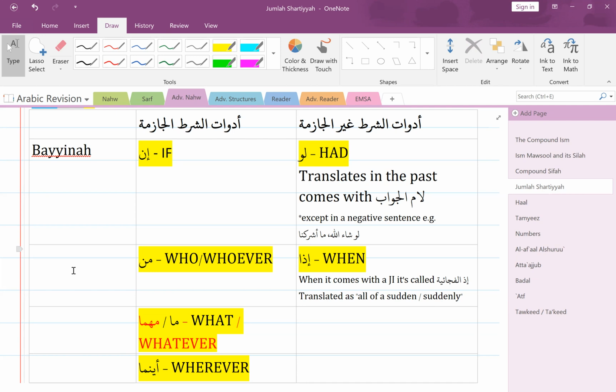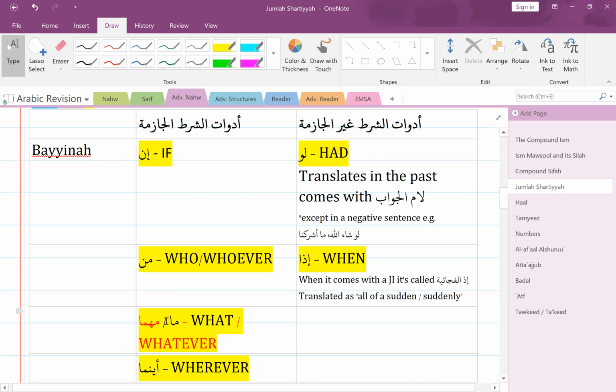So now you realize these adawat serve different purposes, and you're going to see that a lot. This is the third kind of man, which is man shartiyah. Of course, it means who or whoever. Same meaning, it doesn't really change. The meaning never changes. It's just that the usage could be different.